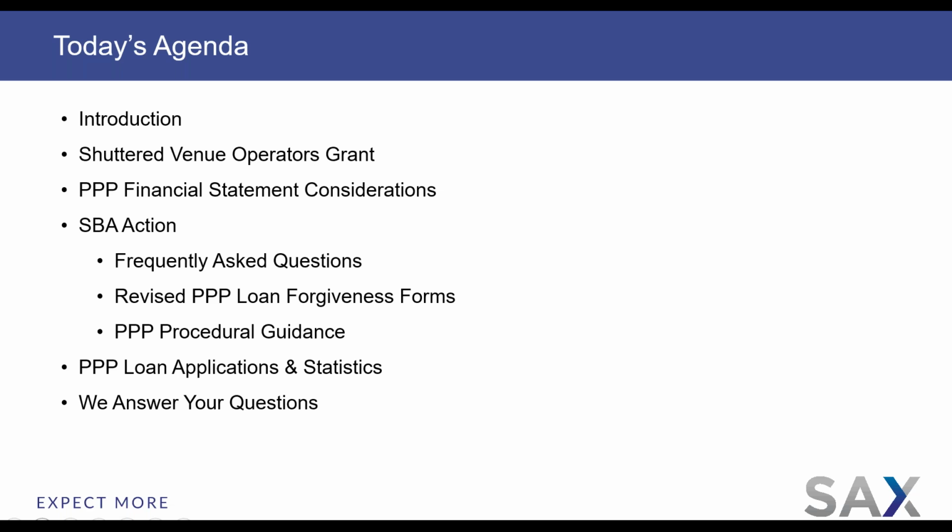So what are we going to talk about today? Today's agenda, I'm covering the introduction right now. We're going to be speaking about the Shuttered Venue Operations Grant, the PPP financial statement considerations, the SBA action, which includes frequently asked questions, the revised PPP loan forgiveness forms, the PPP procedural guidance, and also the PPP loan applications and stats. And finally, what you've been all waiting for, we answer your questions. And we did select a number of your questions. If we miss a question, we're happy to answer them at another time or directly with you if you like.